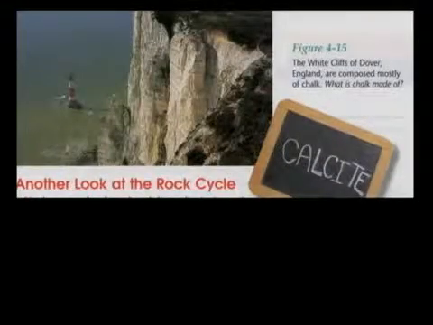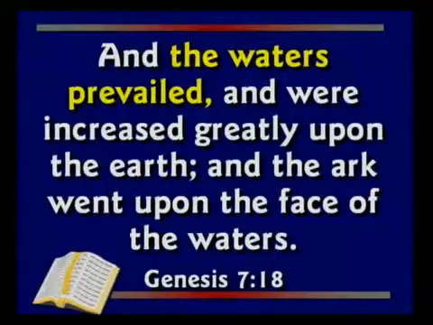It's called calcite. The chalk cliffs of Dover, made of calcite. Genesis 7. The Bible says, "The waters prevailed and increased greatly upon the earth, and the ark went upon the face of the waters." See, the waters prevailed. They had the power over the earth there for a while.